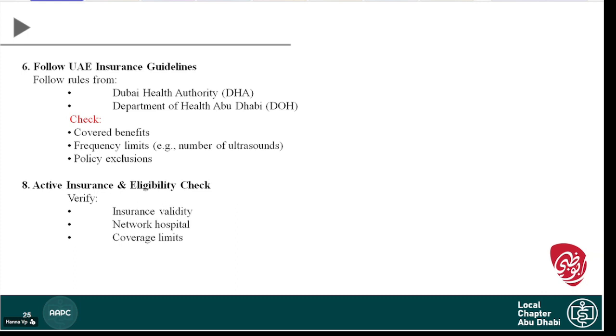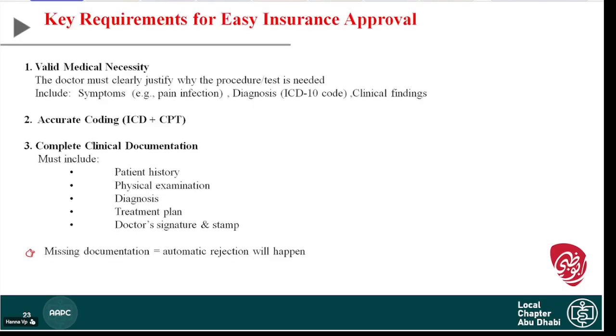What is the main TPA, the third party payer? What is the main insurance they are using? What is the total coverage limit? All these things come under active insurance and eligibility check. This is also one of the main components. So guys, these are the main areas we should know about before submitting to the insurance.